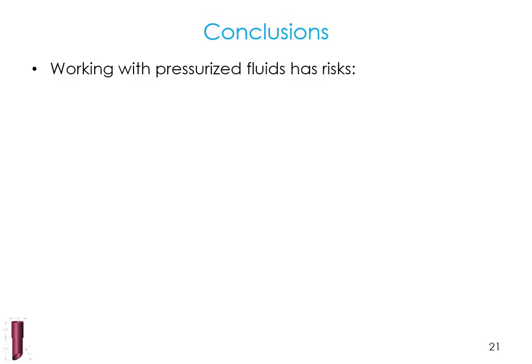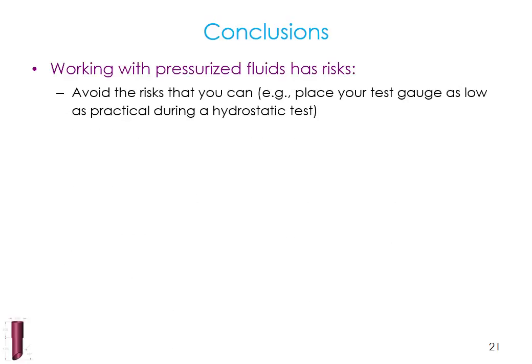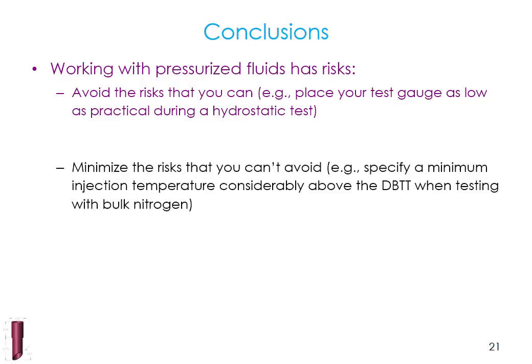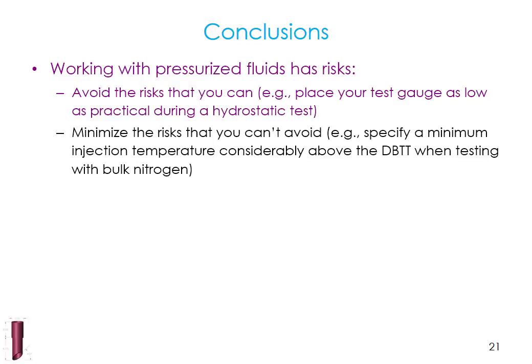Working with pressurized fluids has risks. I want to avoid the risks that I can. For example, I want to place the test gauge as low as practical during the hydrostatic test. I want to minimize the risks that I can avoid. For example, specify a minimum injection temperature considerably above the ductile to brittle transition temperature when testing with bulk nitrogen.